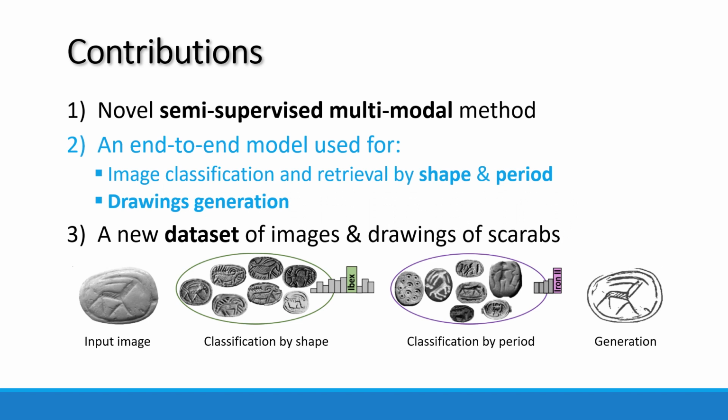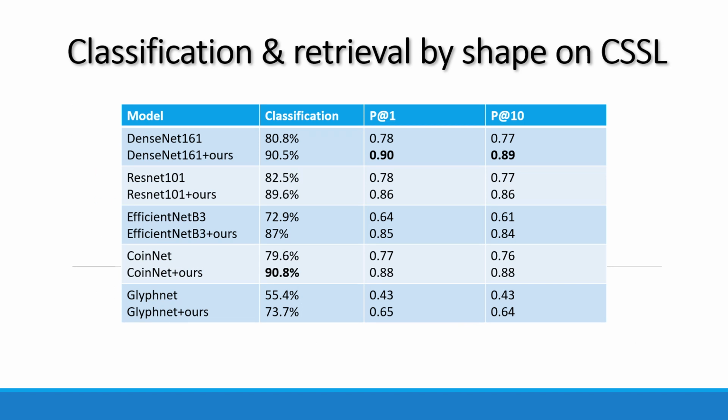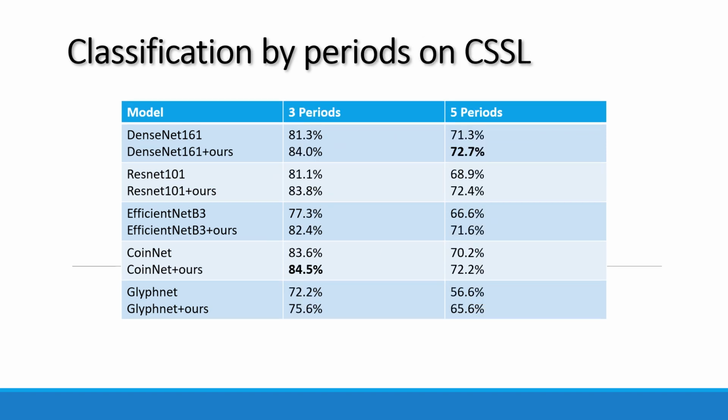We will show here two of the experiments we evaluated our method on, which are classification and retrieval by shape and by period in a twofold setup on our dataset. The strength of our second contribution is shown by our experiments. Our method is general and can utilize a variety of backbones. It outperforms all previous methods when compared on the same backbone. Our method also outperforms for periods classification.